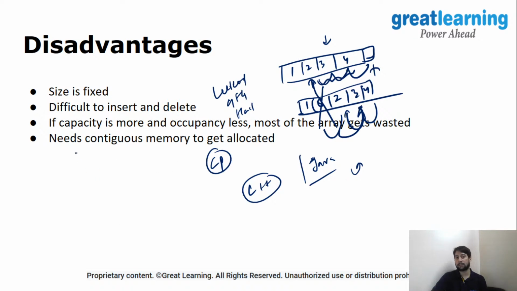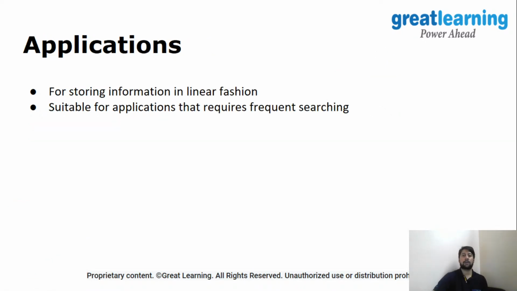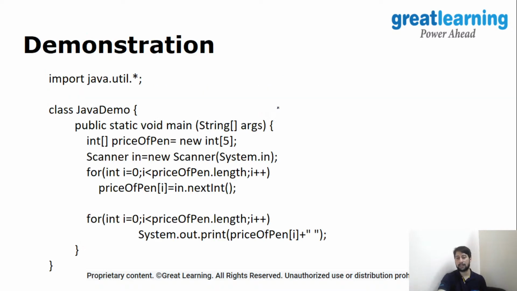Obviously, when you talk about the disadvantages, it needs contiguous memory, because if you don't have contiguous memory allocation, you cannot store them, okay? Because if you have chunks of memory here and there, you cannot store elements, okay? Done. So now if you talk about applications, when you're trying to store your information in a linear fashion and your application requires frequent searching, at that time you can use this array data structure.